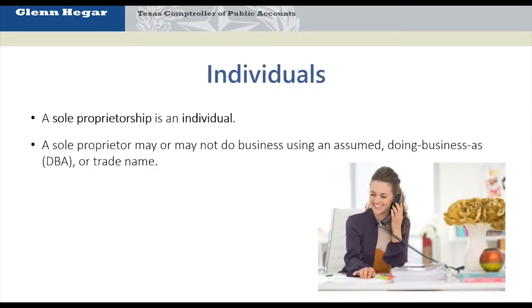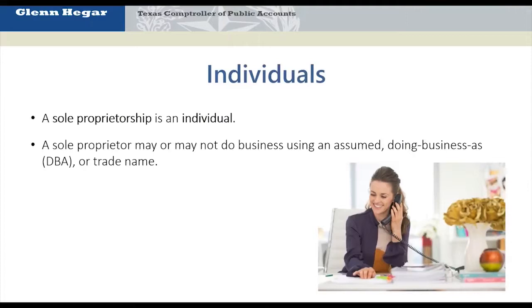Now, an individual that operates a business is sometimes or often called a sole proprietorship. A sole proprietor may or may not be doing business under an assumed name, also called a DBA or doing business as name, or a trade name. When this happens, it doesn't mean that the business is separate and apart from the sole proprietor that operates it. It just means that that sole proprietor is doing business under a different name than what they themselves have. Legal entities can have this happen too.